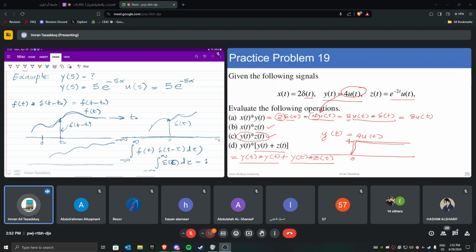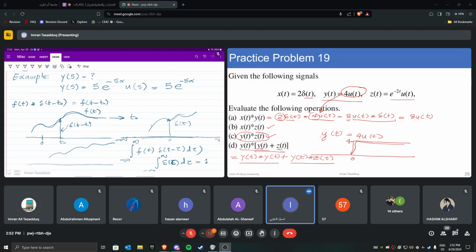Actually, it will turn out to be the same thing. When you put y here and z here, it will be 4 u of t plus e to the minus 2t u of t. And then they are convolving with this. So you will have to do two convolutions. Automatically, it will become like that.